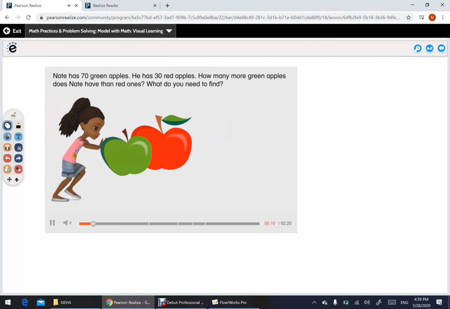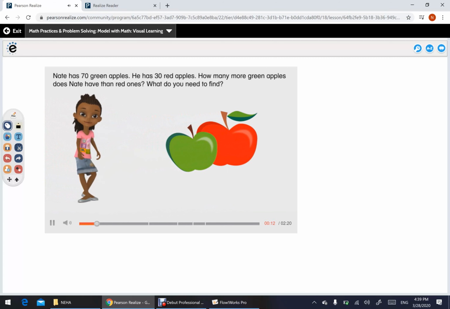Nate has 70 green apples. He has 30 red apples. How many more green apples does Nate have than red ones? What do you need to find?